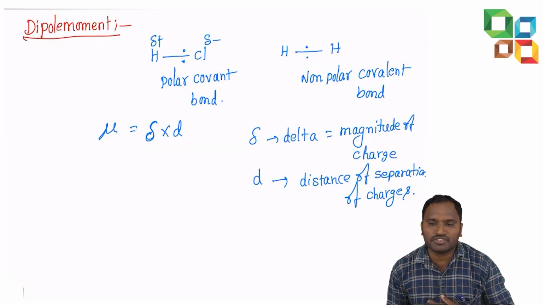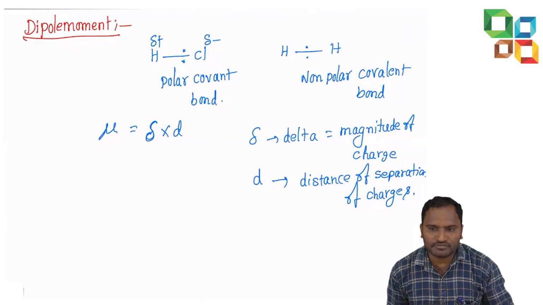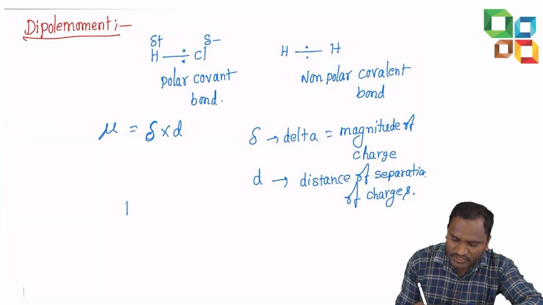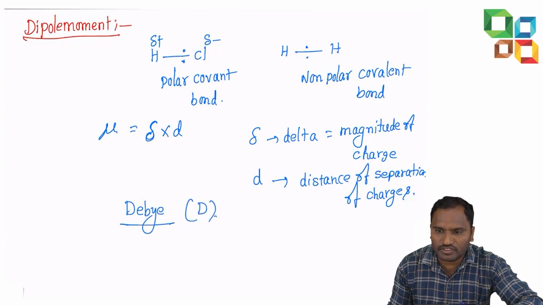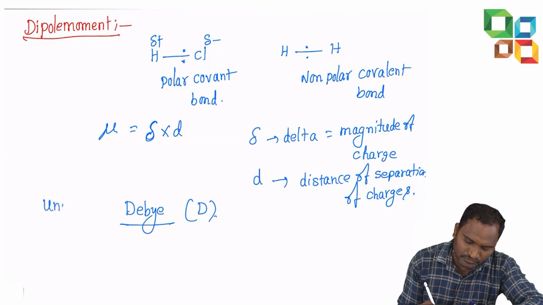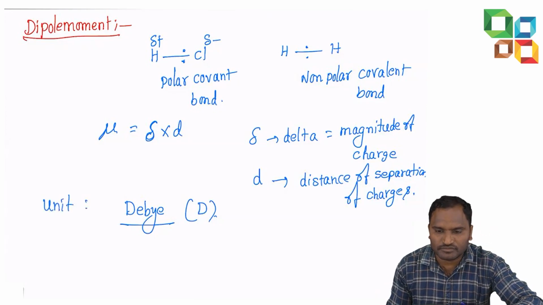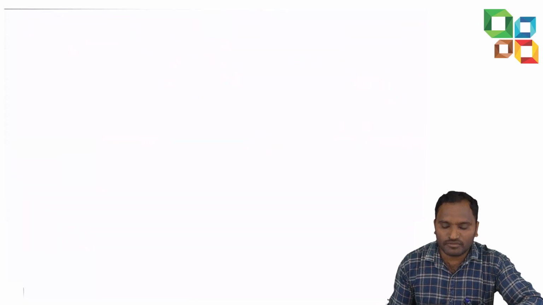More than that, other applications are there. Dipole moment we'll see. The unit of dipole moment is debye. Simply you can represent it with D. Debye is the unit of dipole moment.